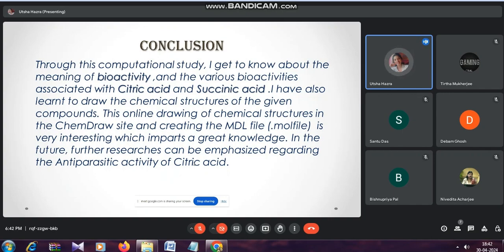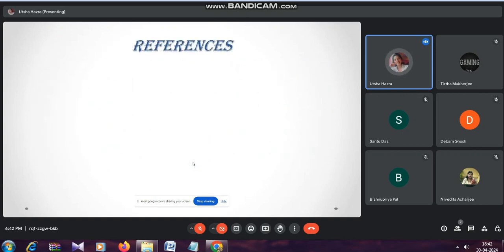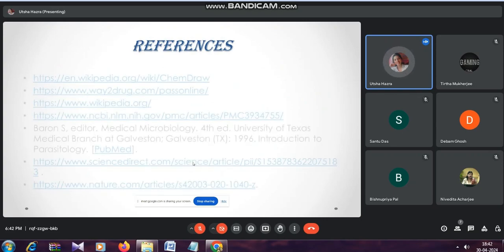In future, further research can be emphasized regarding the antiparasitic activity of citric acid, and the references which are being used in this whole project.